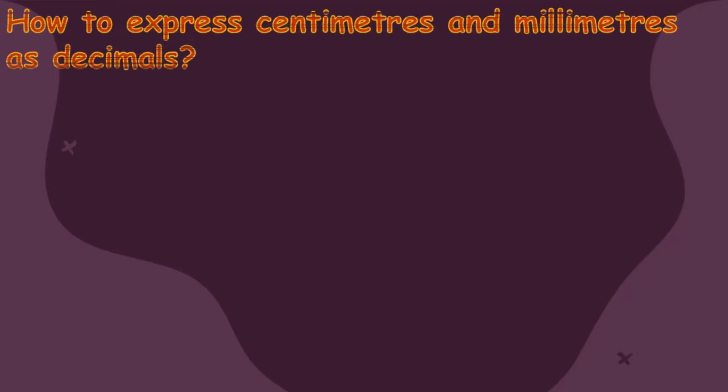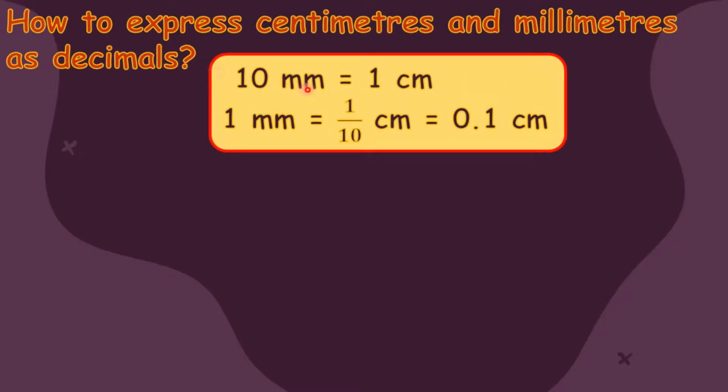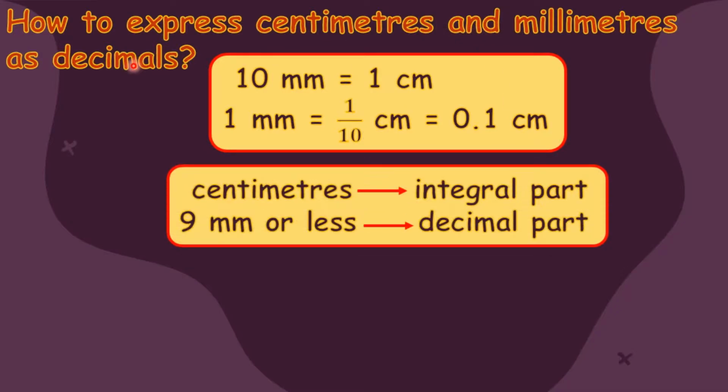Let us learn how to express centimeters and millimeters as decimals. We know that 10 millimeter is equal to 1 centimeter. Hence, 1 millimeter is equal to 1 upon 10 centimeter, which can be also written as 0.1 centimeter. So when we write centimeters and millimeters as decimals, we take the centimeters as the integral part, and 9 millimeter or less than that will be a decimal part of the decimal fraction.